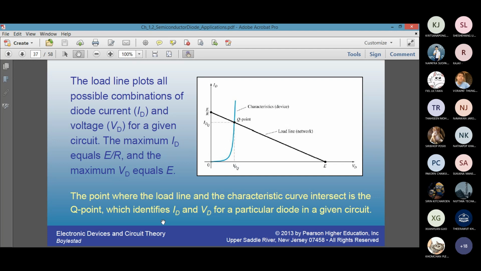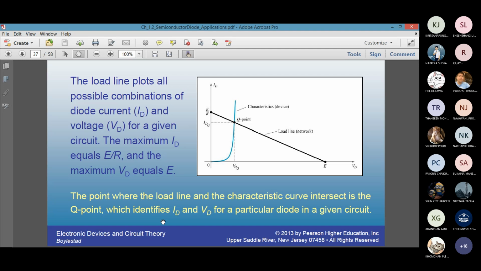In order to solve any diode or amplifier circuit problem, load line analysis is a very important technique. You see the blue curve. What is that blue curve? That is the diode characteristic curve. And then you have a straight line taken at two extremes of voltage and current. What is this called? The load line. Where does it come from?